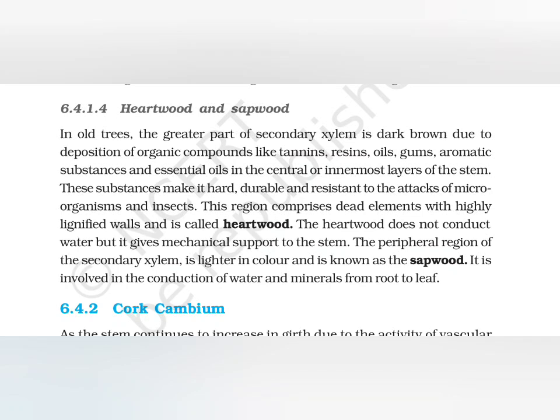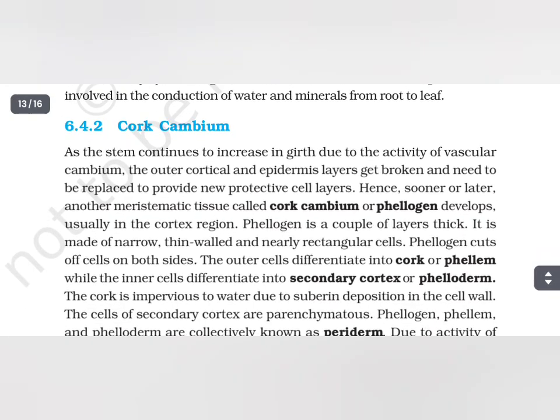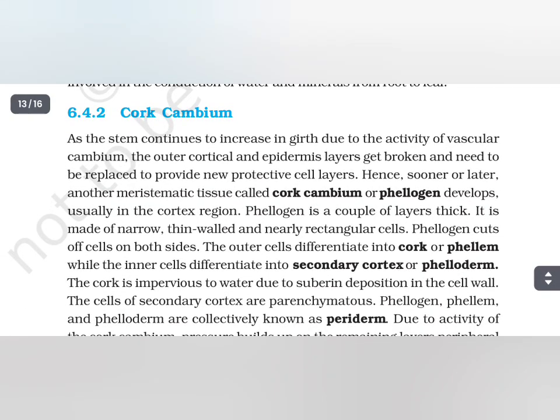The peripheral region of the secondary xylem is lighter in color and is known as the sapwood. It is involved in the conduction of water and minerals from root to leaf. Cork cambium. As the stem continues to increase in girth due to the activity of vascular cambium, the outer cortical and epidermis layers get broken and need to be replaced to provide new protective cell layers. Hence, sooner or later, another meristematic tissue called cork cambium or phellogen develops, usually in the cortex region.